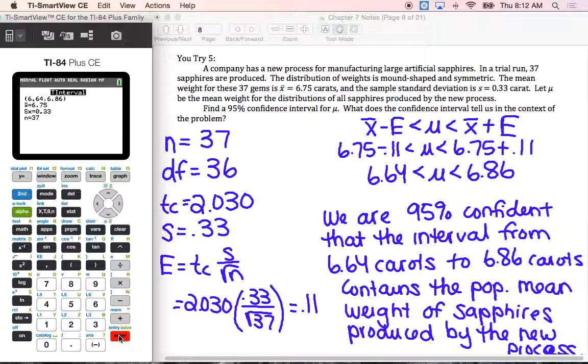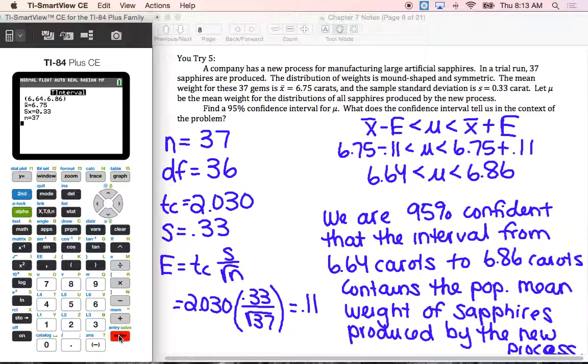But you still have to know how to find your E, because you will have to find your E on your test too without being able to type things into your calculator, because the calculator does not give you what E is. Now in WebAssign, watch and see how they want you to round, so make sure you're rounding correctly as you go through it.